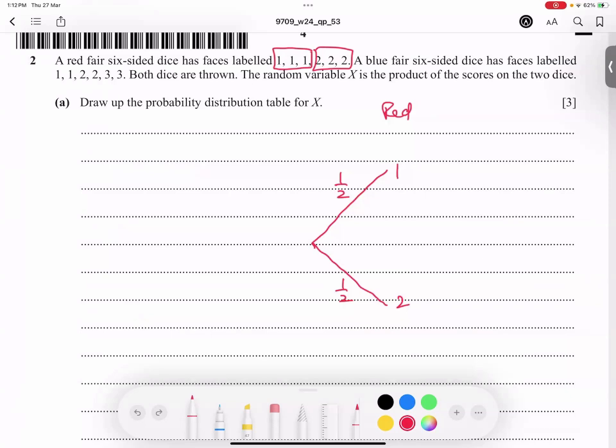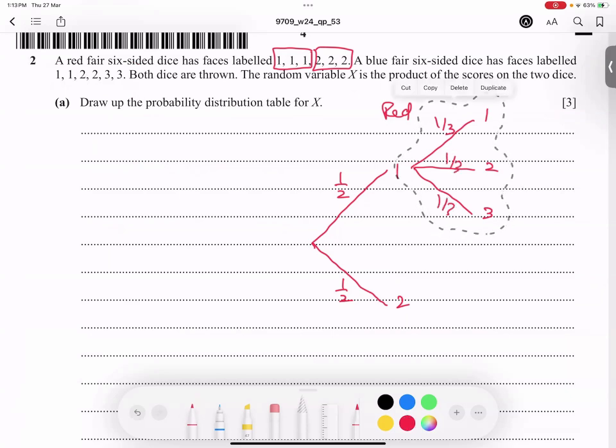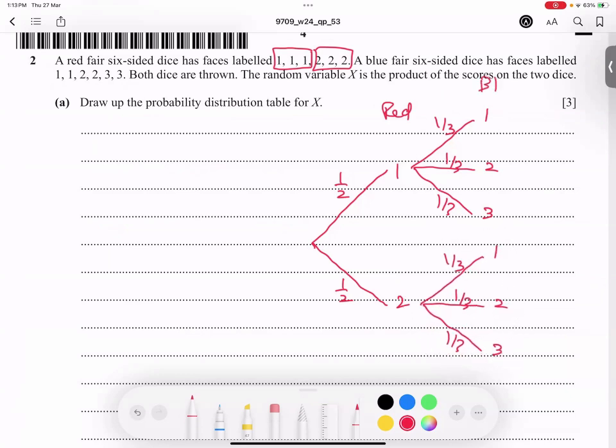Now let's talk about 1, 2 and 3. So we have 3 options, and the chances are 1 over 3. Logic: 2 out of 6 becomes 1 of 3, 1 of 3, 1 of 3. And the same values I'm going to copy and paste down. I believe you got the point, very clear. And this second dice is blue.